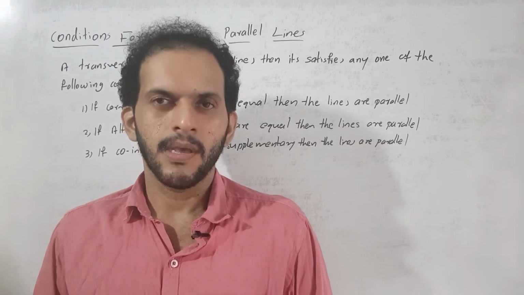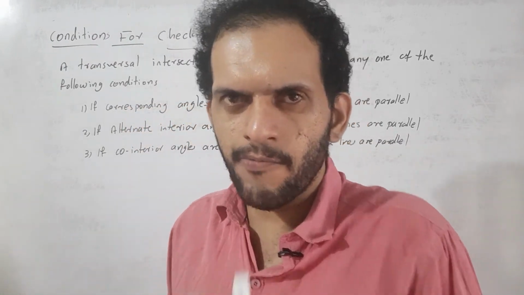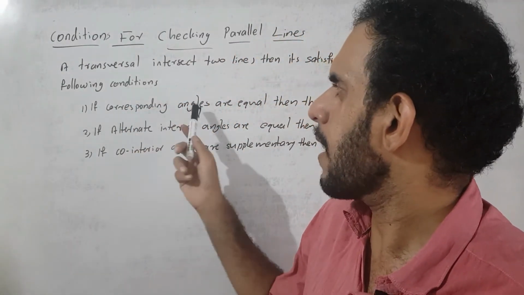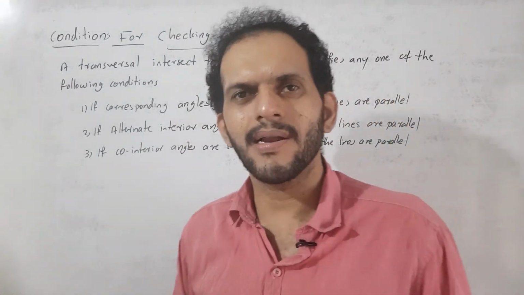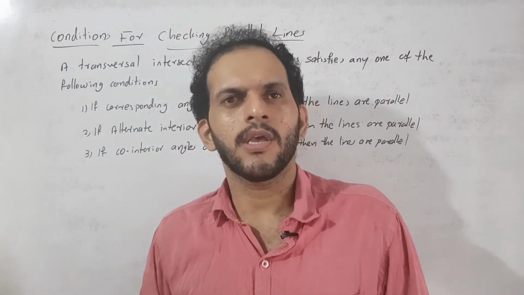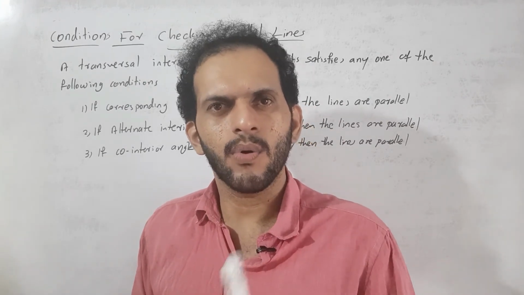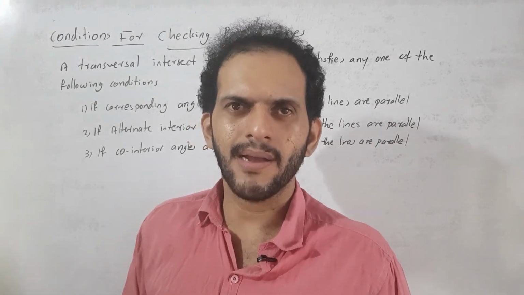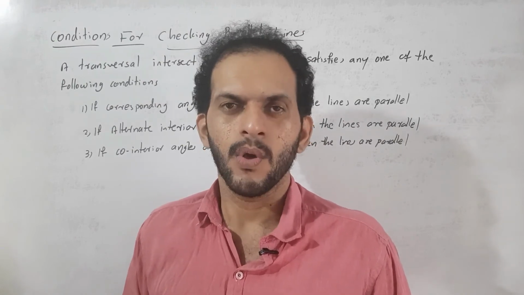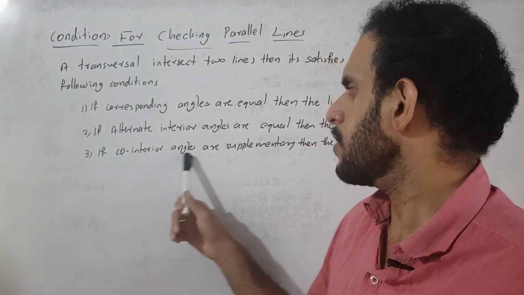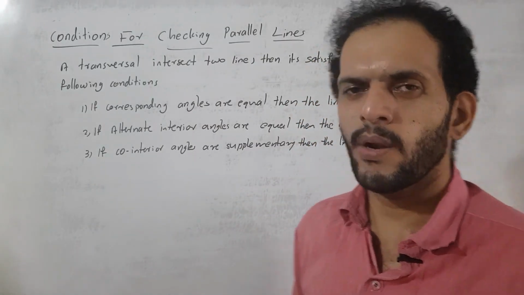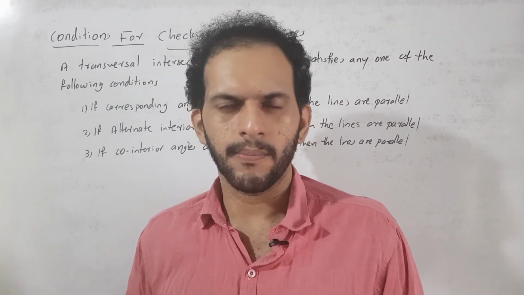Okay, then what are they? If we get in that figure that the corresponding angles are equal, then we conclude the lines are parallel. Or if we get that the alternate interior angles are equal, then also it is possible to conclude the lines are parallel. Or otherwise, co-interior angles are supplementary, then also the lines are parallel.